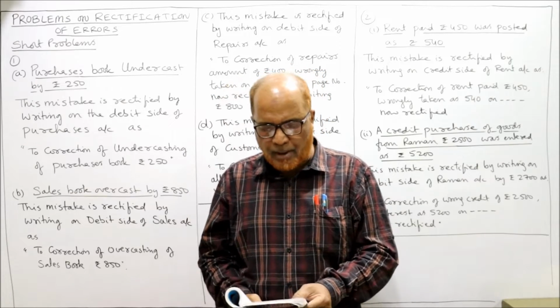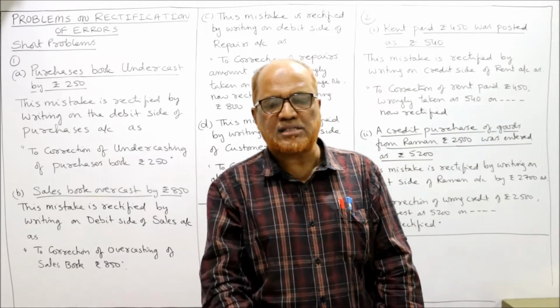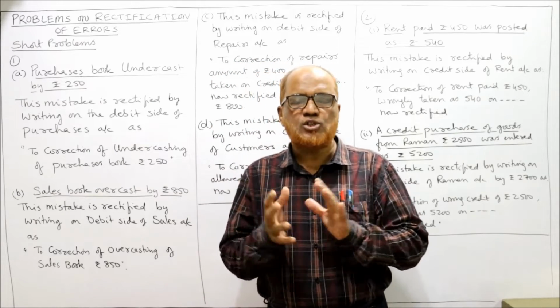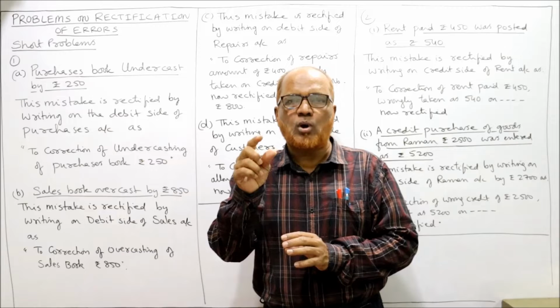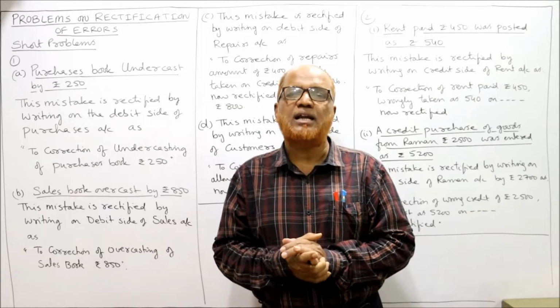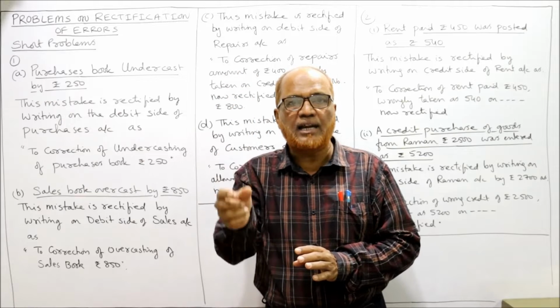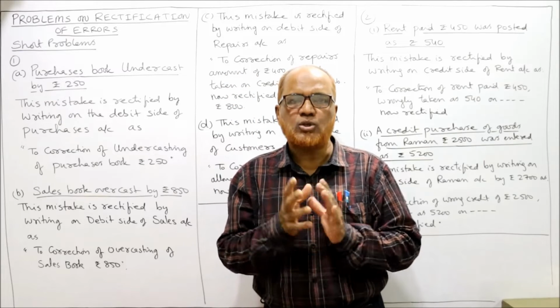The first problem: the purchases book was undercast by rupees 250. Listen carefully. Understanding is more important. The purchases book was undercast. Undercast means totaled less. We have calculated a lesser amount than the actual amount.